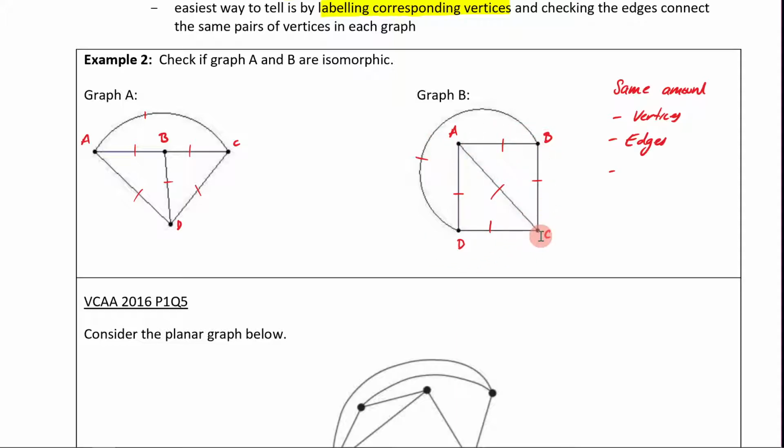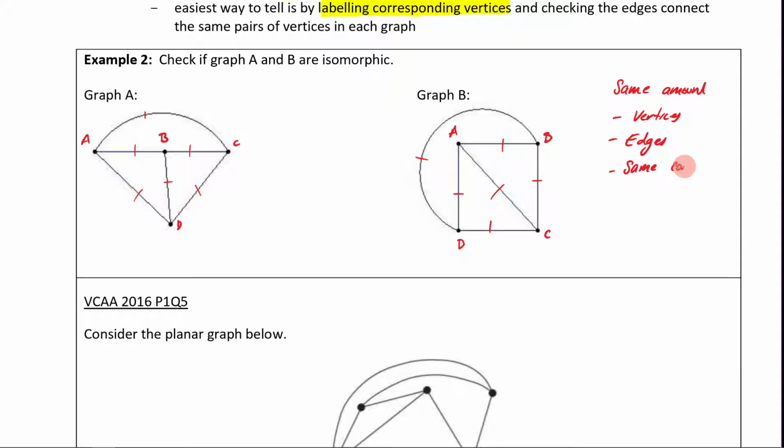C connects to everything. Yes, yes, yes. And D connects to everything. Yes, yes, yes, yes, yes, yes. They have the same vertices, same edges, and same connections. So these are isomorphic or equivalent graphs.